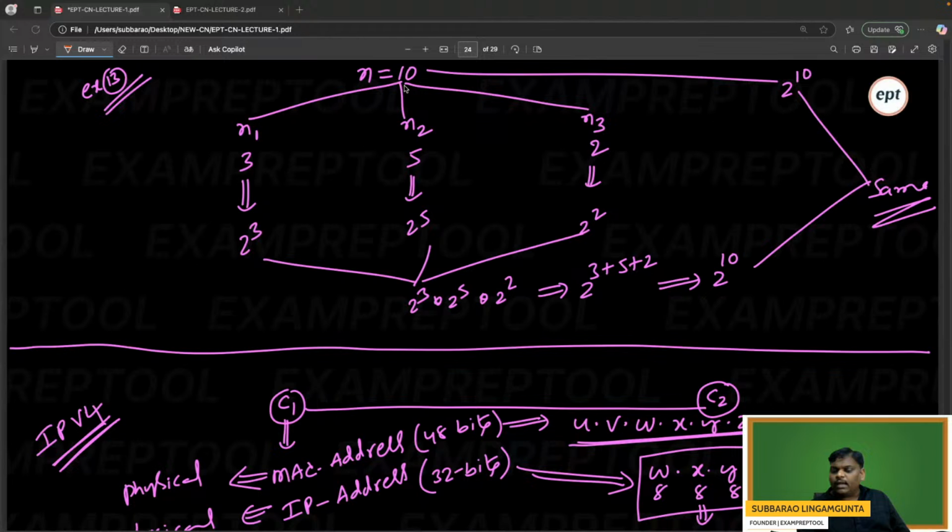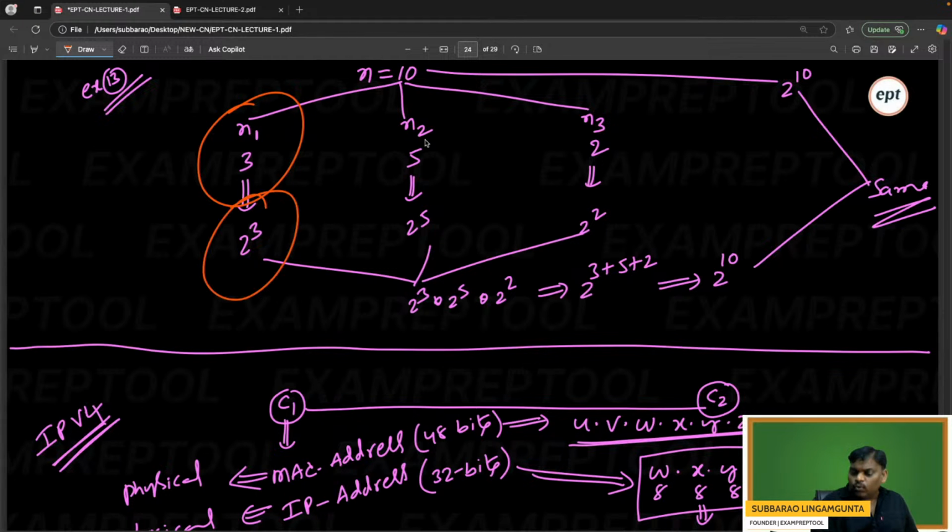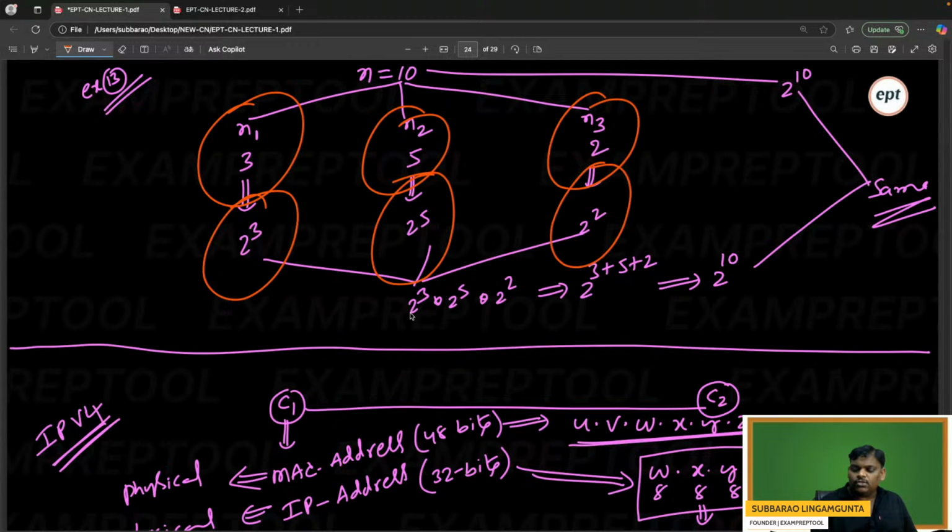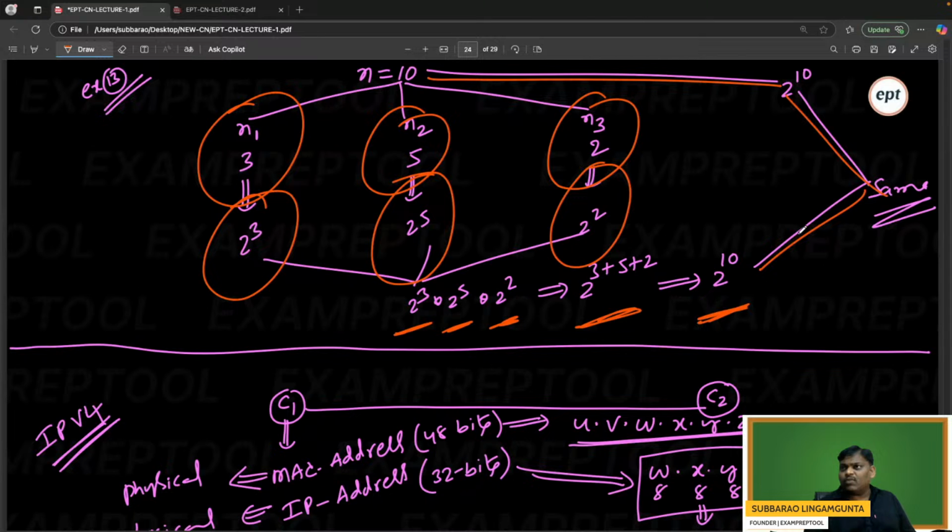Suppose I have 10 bits, and I divide them into 3 parts: N1, N2, N3. Total possibilities how many? Assume N1 is 3 bits. With 3 bits, 2 cube possibilities. N2 is 5 bits, so 2 power 5 possibilities. N3 is 2 bits, so 2 square. Total possibilities are 2 cube into 2 power 5 into 2 square, which is nothing but 2 power 10. So directly also 2 power 10 possibilities, and after dividing like this also 2 power 10. It is another way. There is a requirement, that is the reason I did it.